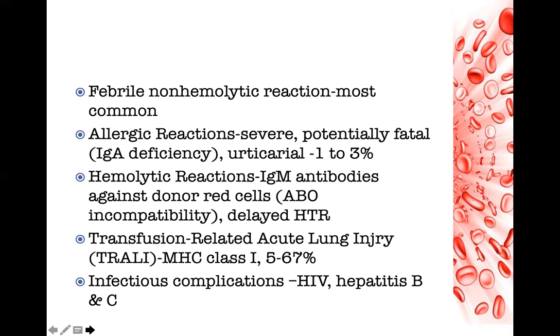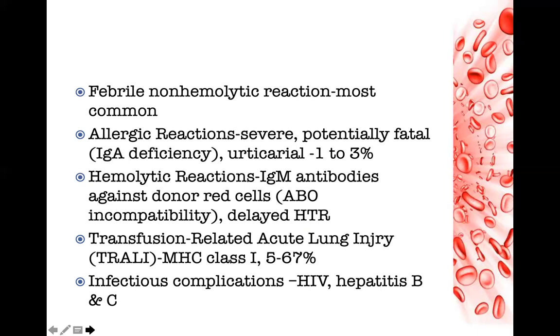The injury could be a result of repeated transfusions, or there could be a history of previous transfusion, which could stimulate the MHC class 1 lymphocytes. So that is the difference between TACO and TRALI. So TRALI means transfusion-related acute lung injury.